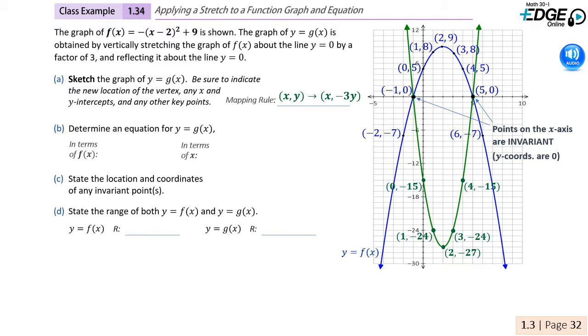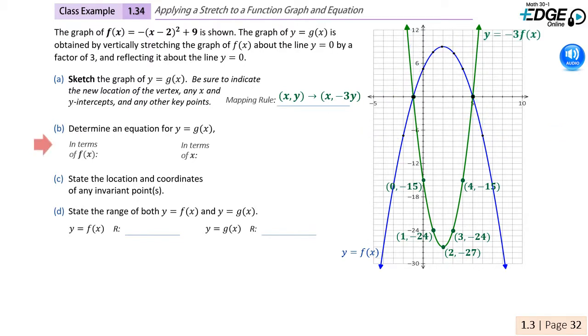So looking at a result, we now see a graph of a parabola opening upward with a vertex at (2, negative 27). If we write the equation for g of x in terms of f of x, it would be g of x equals negative 3 f of x. This is because there is a reflection and a stretch by a factor of 3.